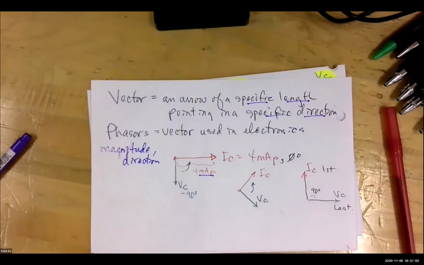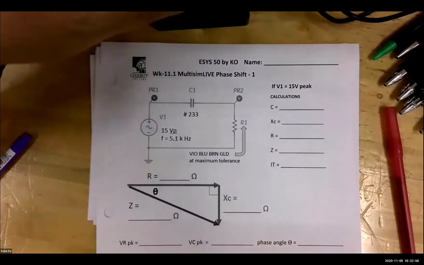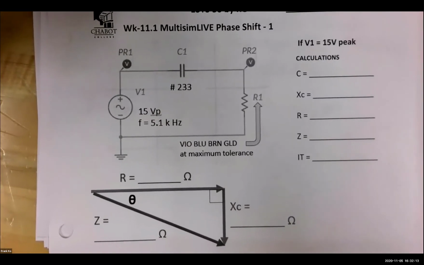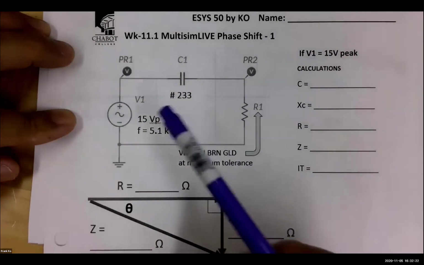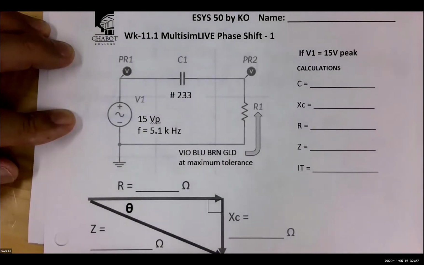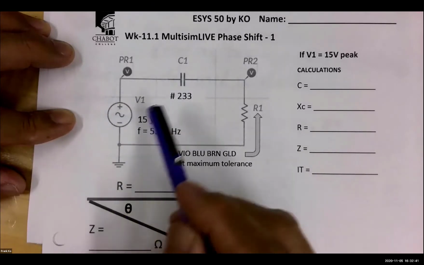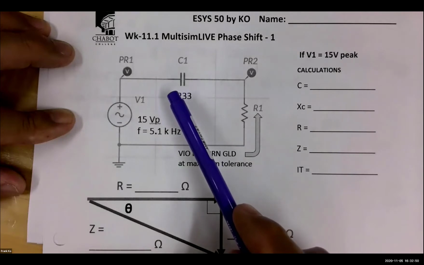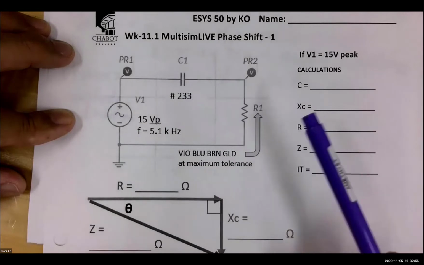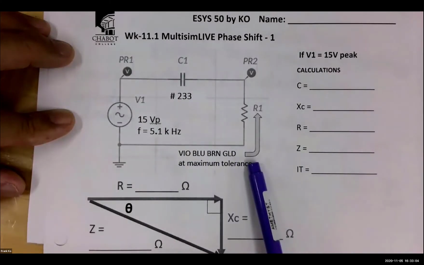So having said that, let me point our attention to this document. Hopefully by now you will have downloaded this, and if you haven't printed it out, it's okay. We can have this one here that we can work with. The gist of this exercise is to see what happens numerically, calculation-wise, the angles, and we're also going to check the circuit using MultisimLIVE. You are introduced to an AC signal. The AC signal has 15 volts peak, frequency 5.1 kilohertz. It has a capacitor value given as #233. We have to decode that. Then you have a resistor given with a color code, violet, blue, brown, gold, at maximum tolerance. So you're going to have to do some decoding of certain things.